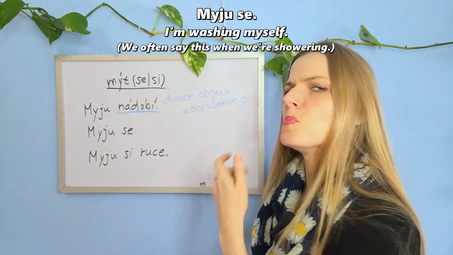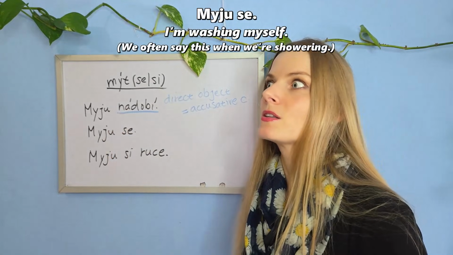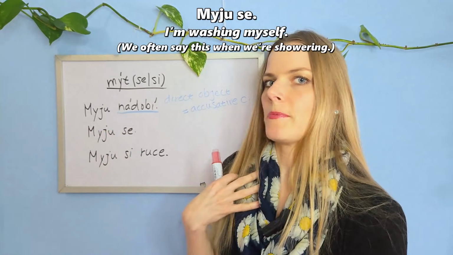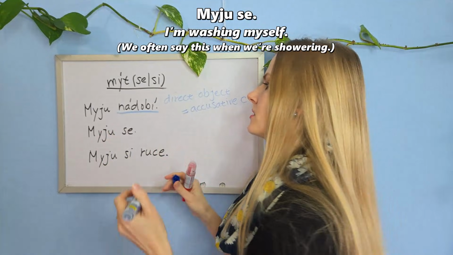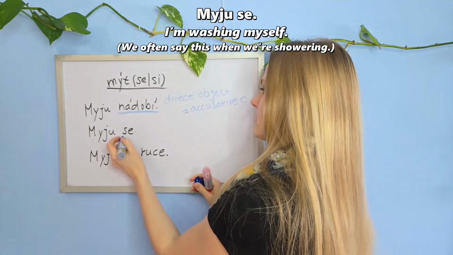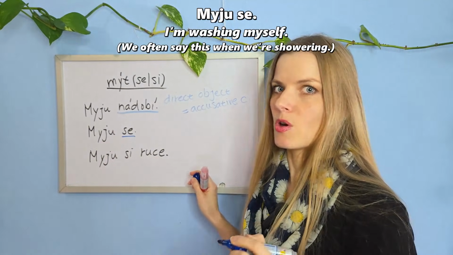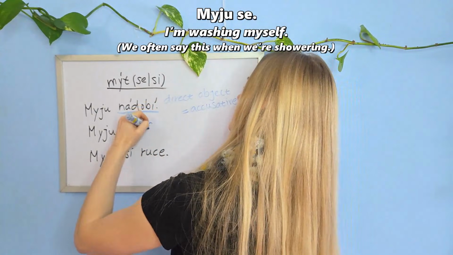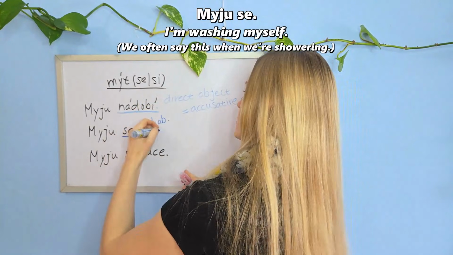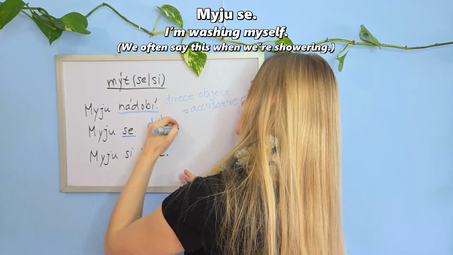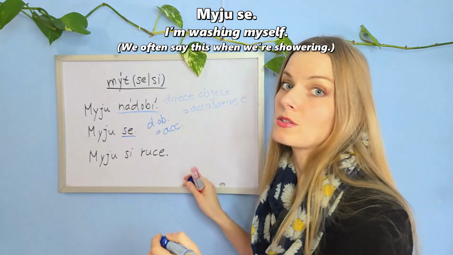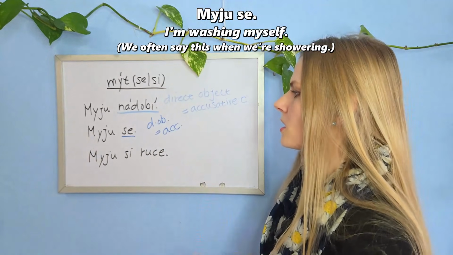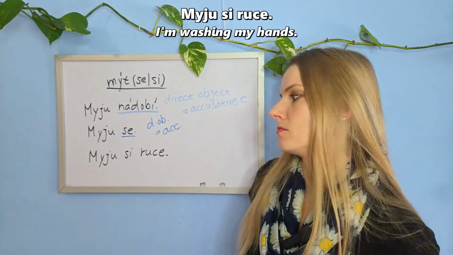What about this one? Myju se. I'm washing myself. Já myju se. Já is the subject. Where is the object? Se. Se is the object. It is the direct object as well. And it's also in the accusative case. That's why I used the blue marker as well. Myju se.